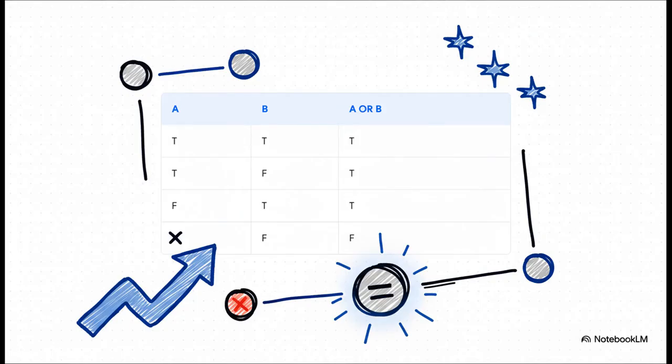And check out the truth table for or. It just perfectly shows that flexibility. Look how different this is from the and table we just saw. The only time you get a false result is on that very last line, where both A and B are false.